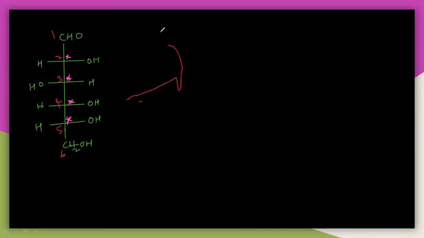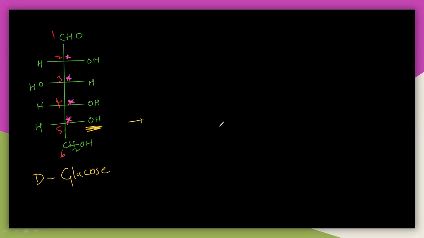For the highest chiral carbon, if the OH is on the right side then D, if on the left side then L. So this is simply the OH here. You know, particularly this fifth carbon, which is the highest, has the OH on the right side. So then it is called D-glucose.